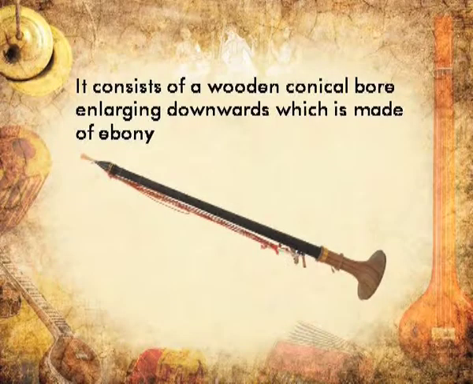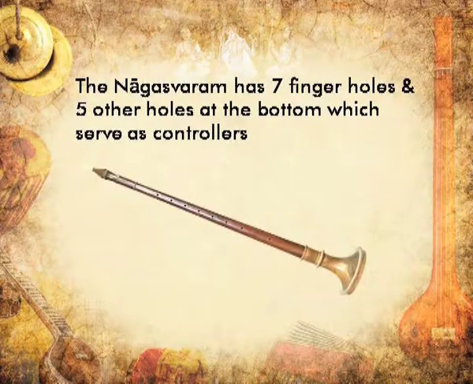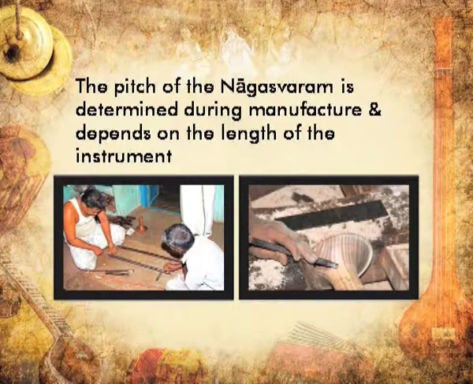It consists of a wooden conical bore enlarging downwards, which is made of ebony. The Nagaswaram has 7 finger holes and 5 other holes at the bottom which serve as controllers. The pitch of the Nagaswaram is determined during manufacture and depends on the length of the instrument.